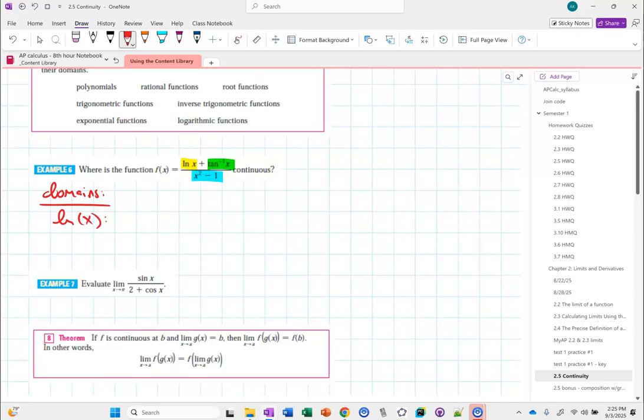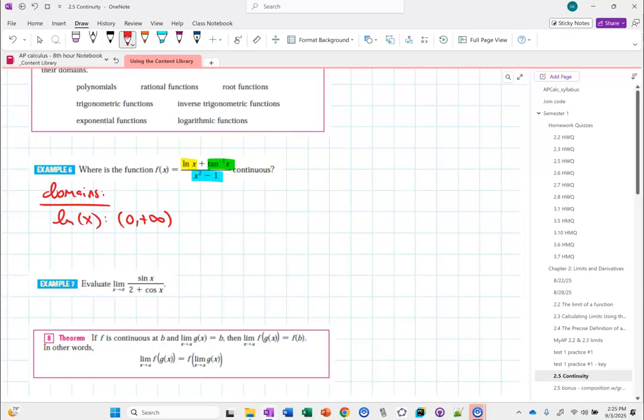So if I have the natural log of x, what's the domain for the natural log of x? Greater than 0 is correct. So 0 to positive infinity, I'm going to write it as interval notation, but greater than 0 is correct. Remember, you can't take the log of a negative number, can't take the log of 0.